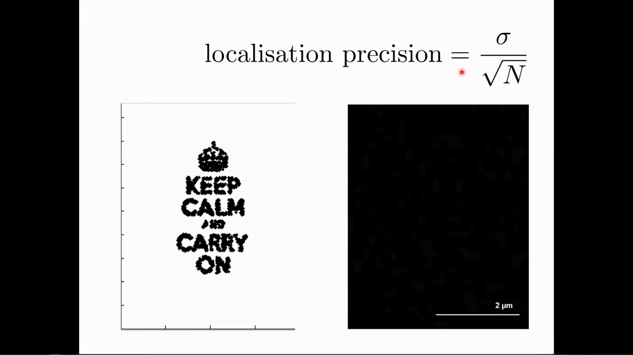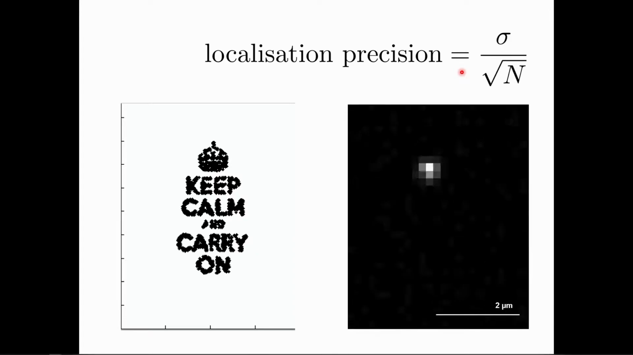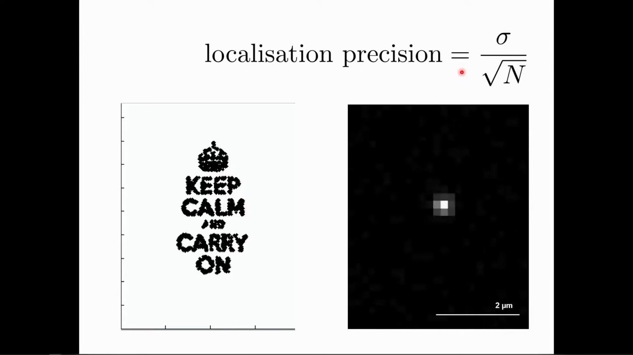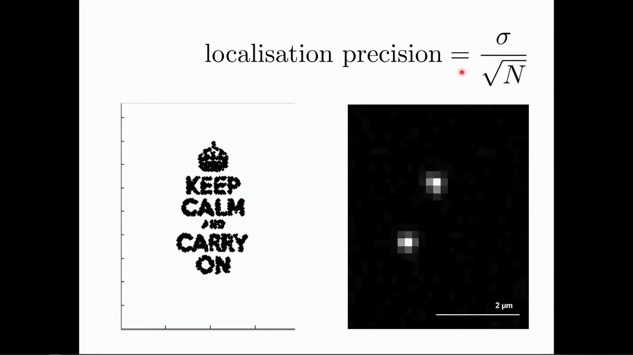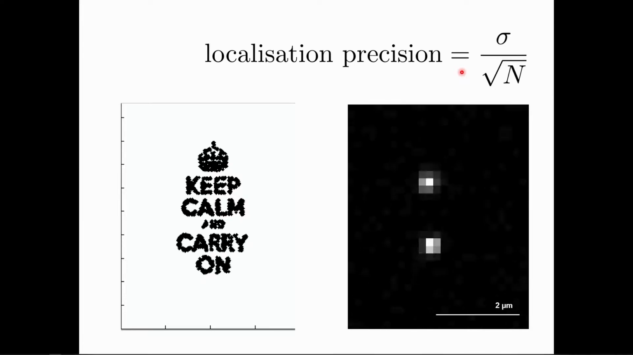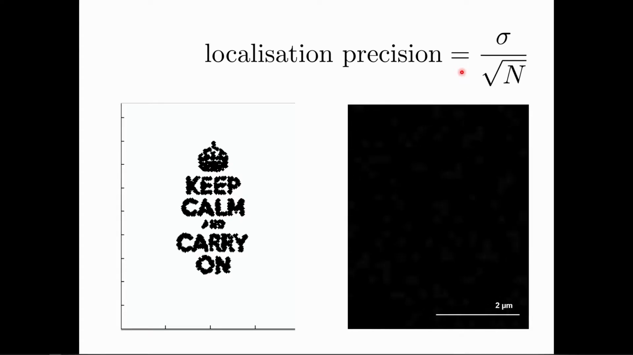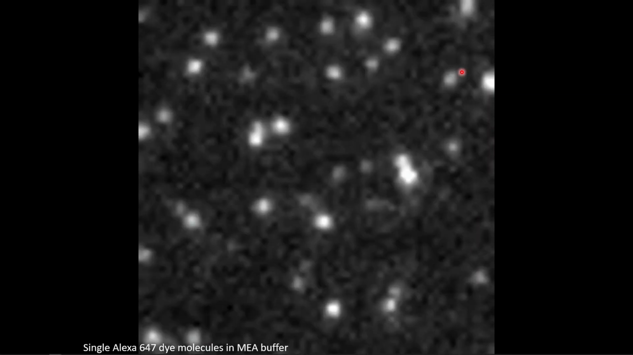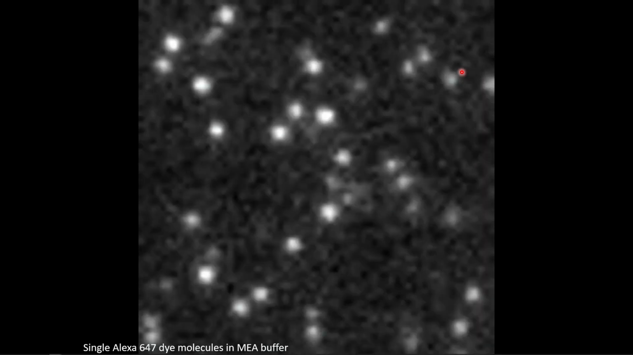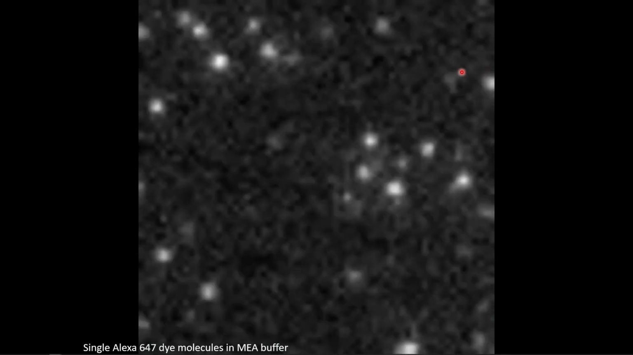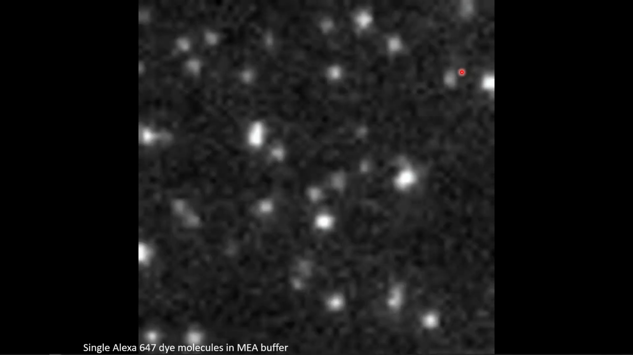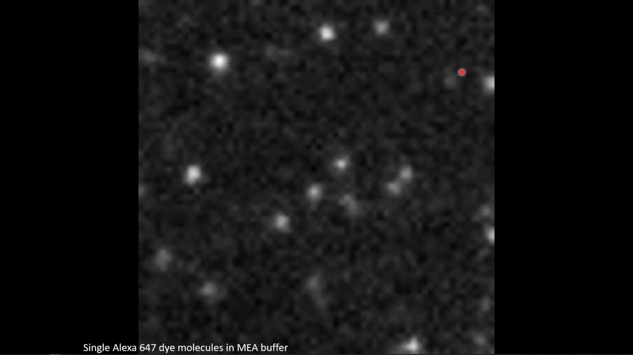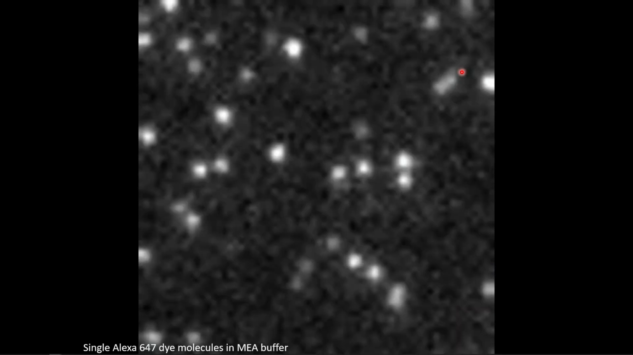So that's the principle. That's all it is in this technique. The art really is to prepare the sample in such a way and to excite it in such a way that we can only switch on individual molecules, a subset at any one time for each image frame that we take. Here you see a real recording from downstairs in the laboratory. These are single dye molecules of Alexa 647 dye. It's one of the most commonly used dyes for single molecule localization microscopy.